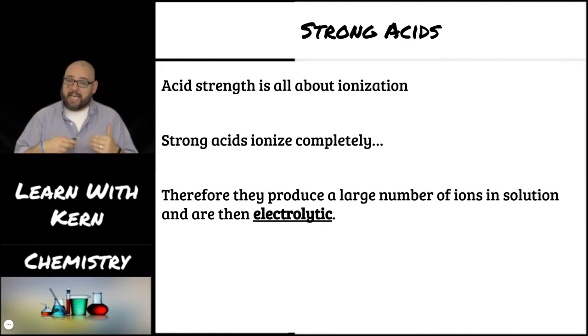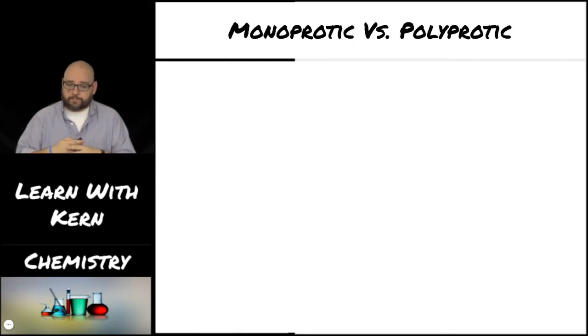That's why we use acids in batteries. Battery acid conducts electricity quite well because they're strong acids. In fact, your car battery is sulfuric acid, which is a very strong acid.